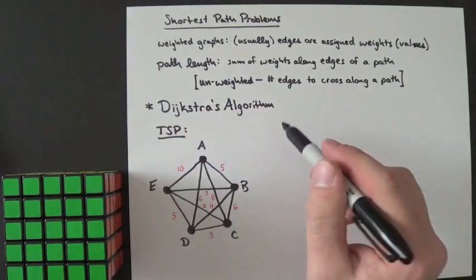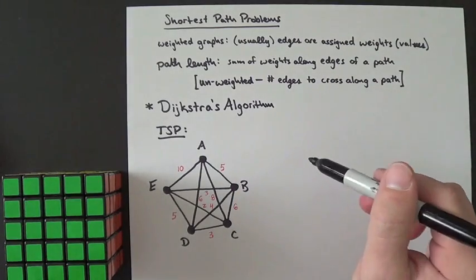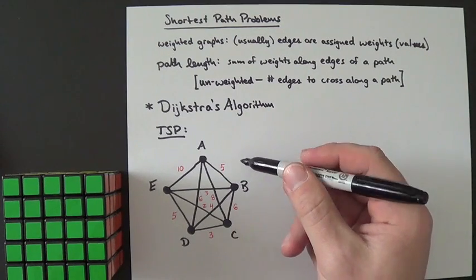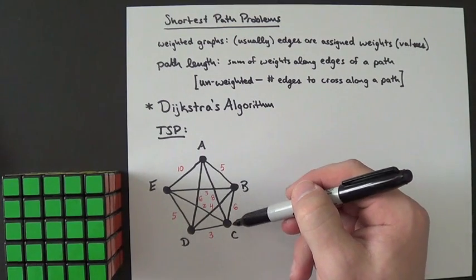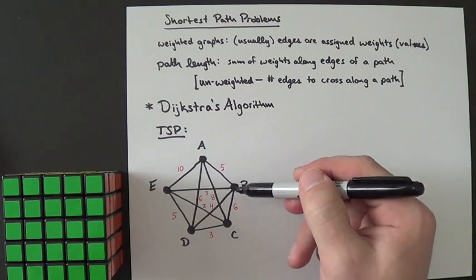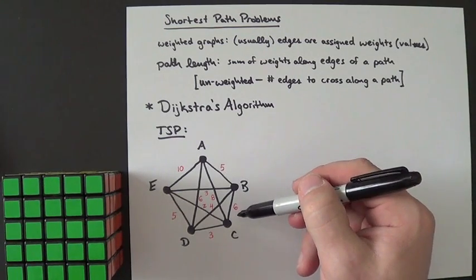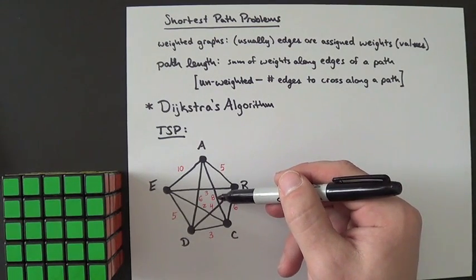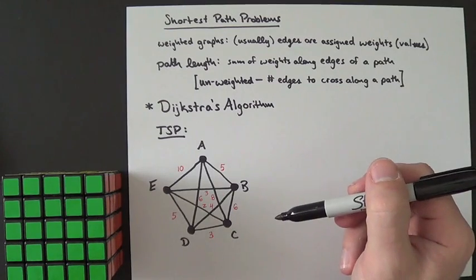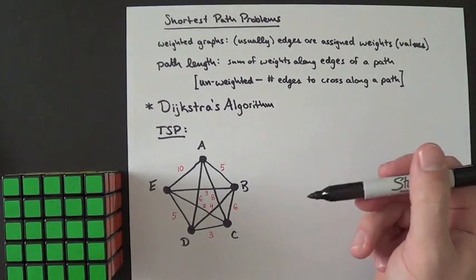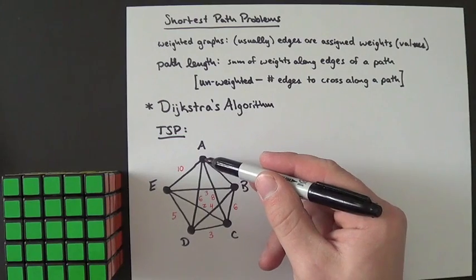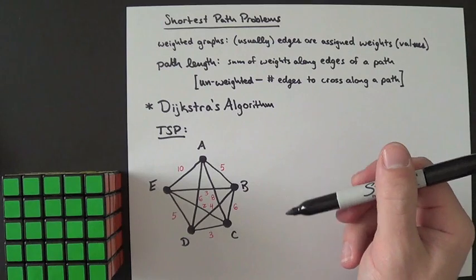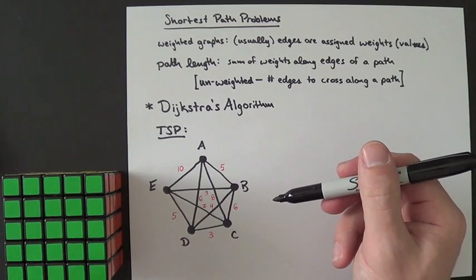A path length, then, is the sum of the weights along edges of a path. Okay, so if we're going to go from A to C through B, then that path has length 5 plus 6. So A, B, C has length 11, whereas A to C has length 8. Okay, I know it's difficult to see, but length 8 for the path from A to C. So the shortest path in this case would not be to go from A to B to C, but rather A directly to C.